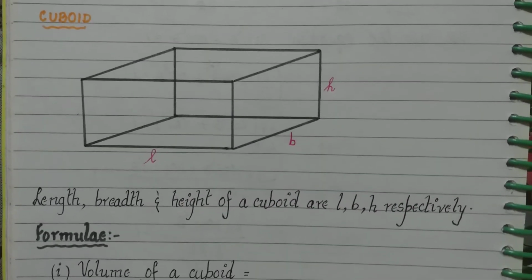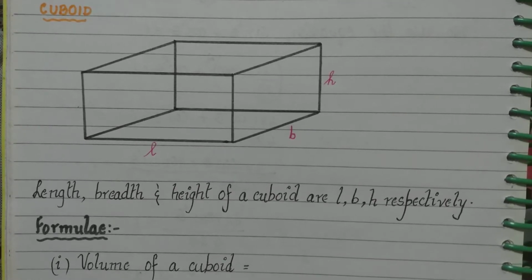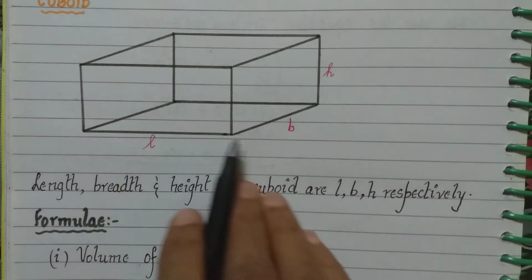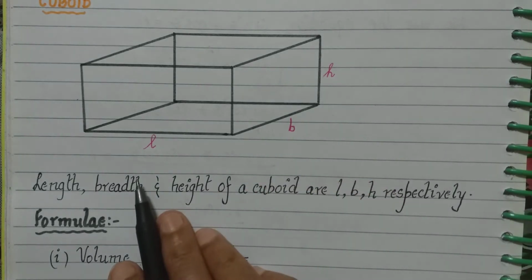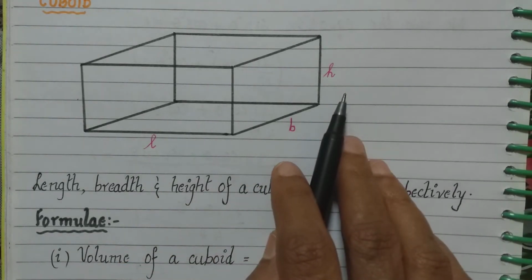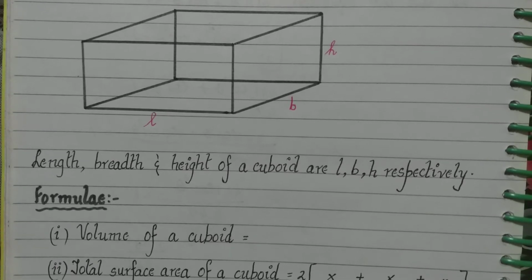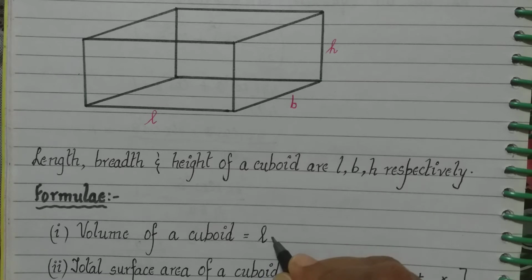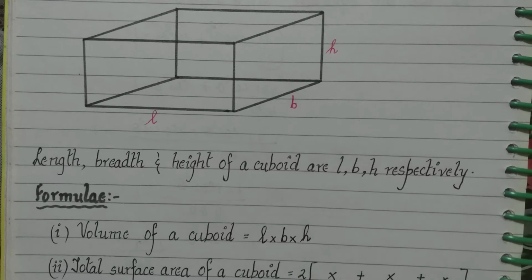Now we go to the different formulas of a cuboid. First is the volume of a cuboid. Now the volume of a cuboid is got by multiplying all these three, the length, the breadth and the height, with each other. Therefore the formula for the volume of a cuboid is L into B into H.